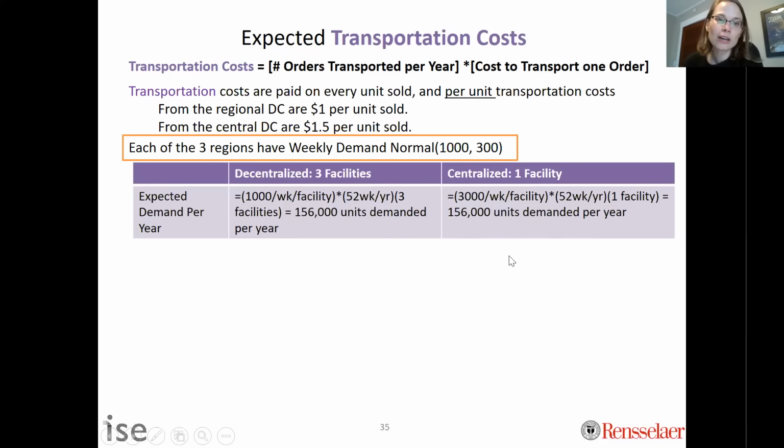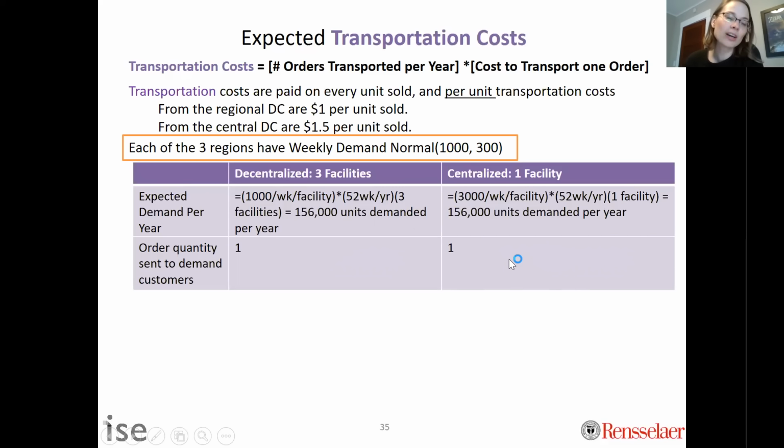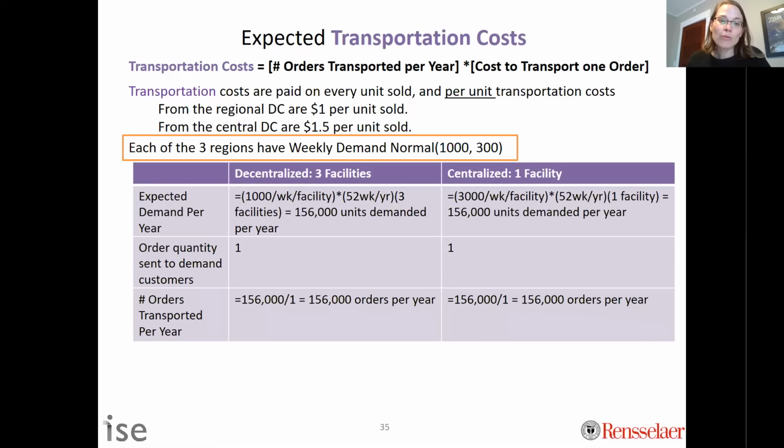So that's D. And then we have Q. So the order quantity sent to customers is 1 in this example. This won't always happen. So this is an example. The reason Q is 1 is because it said transportation costs are paid on every unit sold. That means in this example, Q is 1. If that wasn't the case, and you maybe needed to first figure out Q in the QR model, you would use that here. And so now we can figure out how many orders are transported per year.